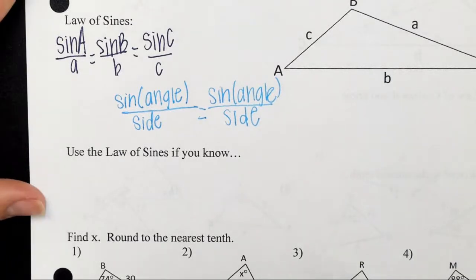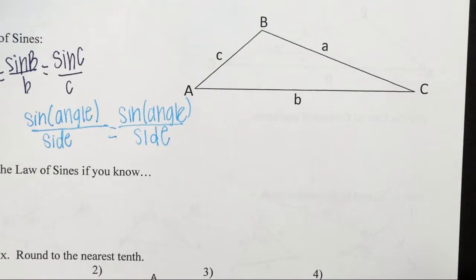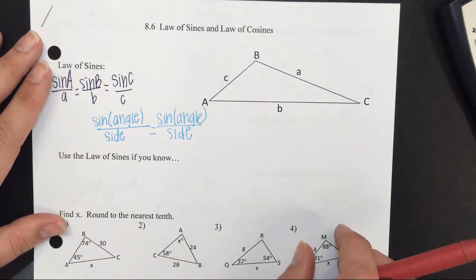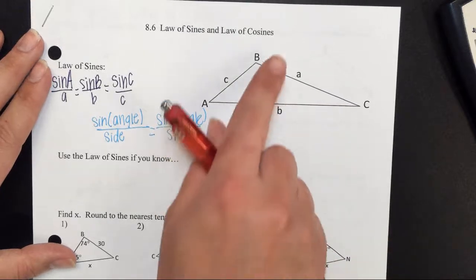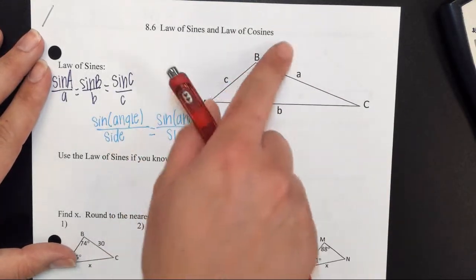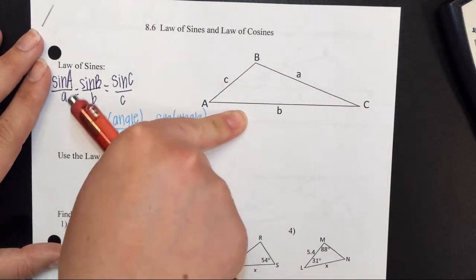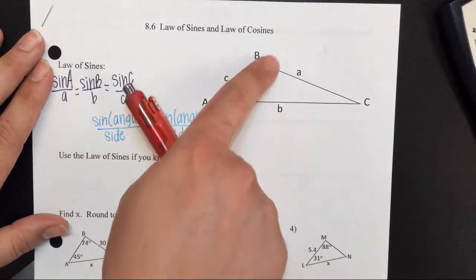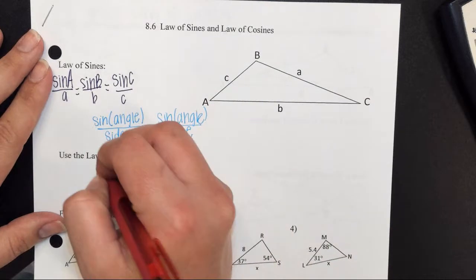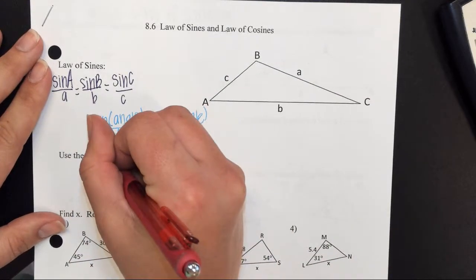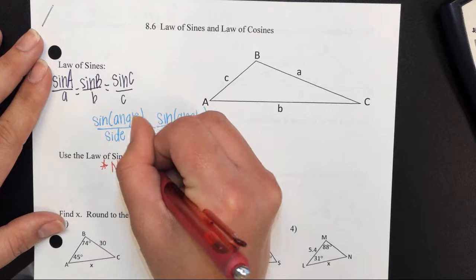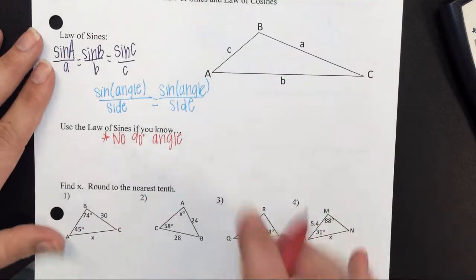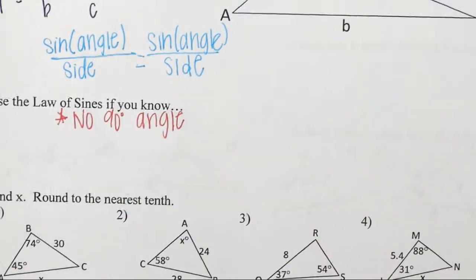Okay, here's when we know when to use law of sines. When we use SOHCAHTOA, what kind of triangle does it have to be? A right triangle. Do you see a right triangle right here? So that's when you use law of sines and cosines to find missing pieces, because we can't use SOHCAHTOA since it's not a right triangle. So you know to use law of sines if there's no 90-degree angle.